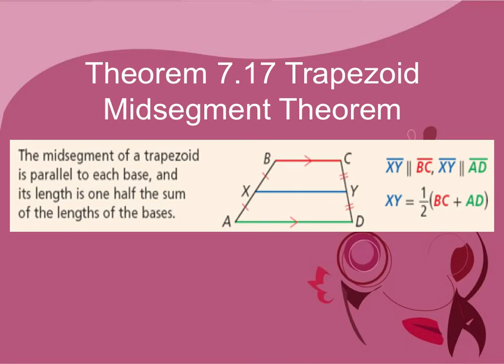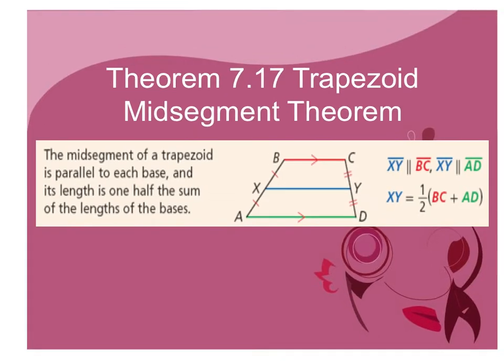Next slide is the mid-segment theorem. The other one tells how it's created, the definition. Now it's telling us how we can figure out how long it is. The mid-segment of a trapezoid is going to be parallel to each base, and its length is going to be 1/2 the sum of the lengths of the bases. So we're going to add the top plus the bottom and then divide by 2. That's how I can figure out how long that blue line is, that mid-segment.